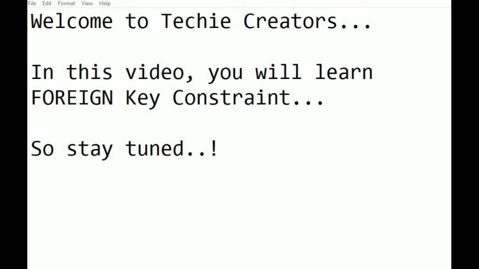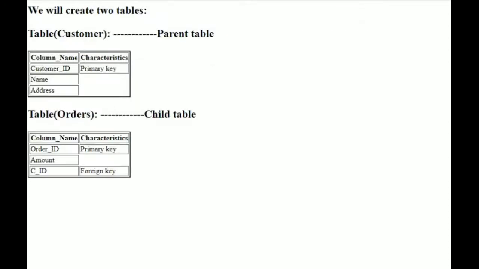First, what is a foreign key? A foreign key is a key used to link two tables together. A foreign key is a column or a collection of columns in one table that refers to the primary key in another table. For example, when we want to build a relationship between two tables, we use this concept of primary key and foreign key. We will see practically how we can create this.